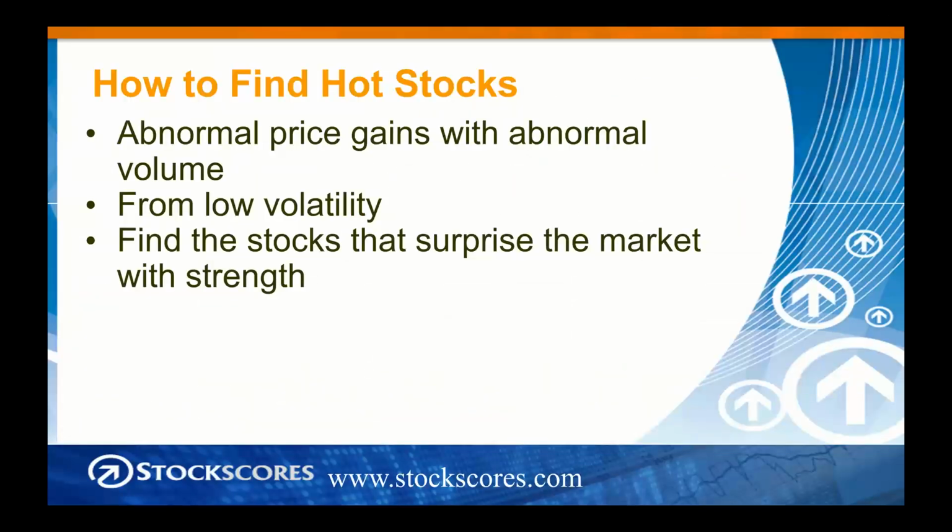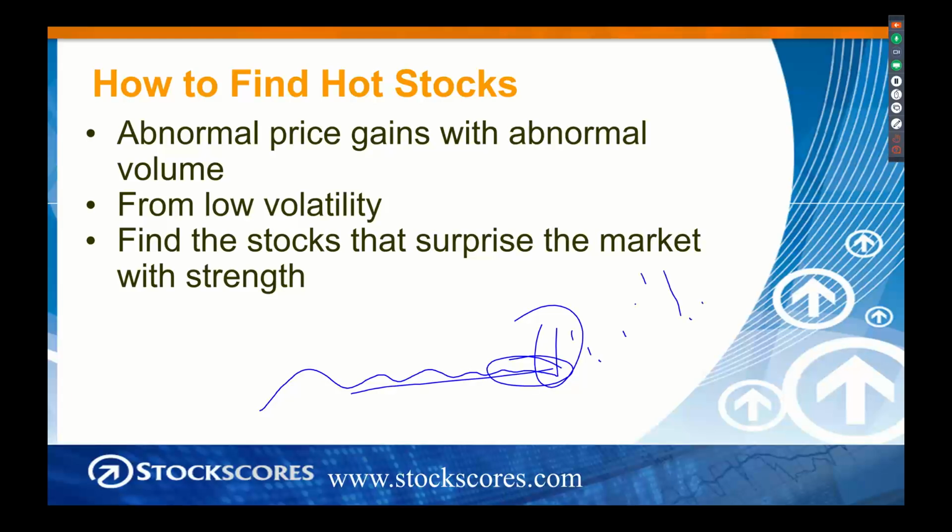So how do you find hot stocks? Very simple. We start by looking for abnormal activity. So look for stocks making abnormal price gains with abnormal volume from low volatility. Find the stocks that surprise the market. I love stocks where nobody cares, they're kind of quiet, and all of a sudden they come alive. And they come alive because something's going on. And if there's optimism before that and there's low volatility before that, they can often move up.